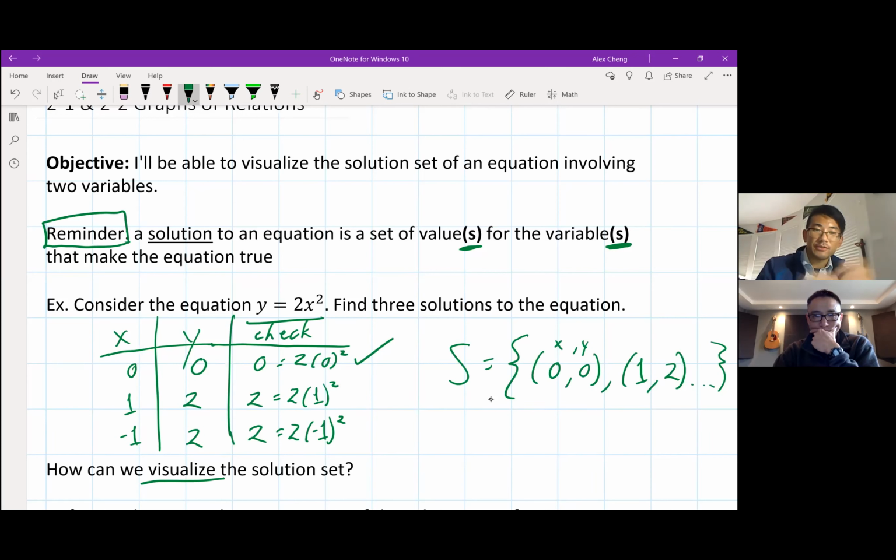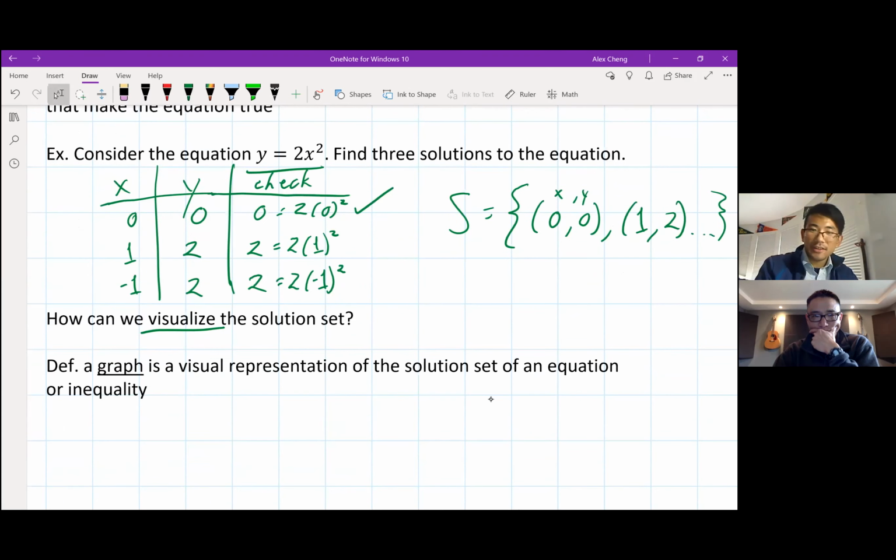graphs are for. They're just visual representations of our solution set. And so that's all a graph is, really. A visual representation of the solution set of an equation. That's what we're going to focus on today. But we'll also see inequalities in the future. All righty. Mr. Chu, you want to help us out with how we set up these graphs of relations?